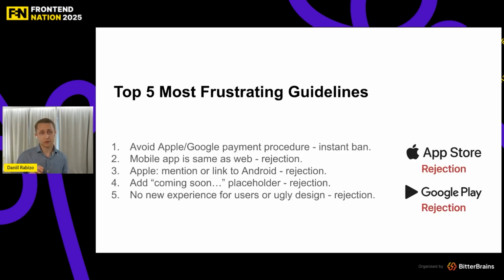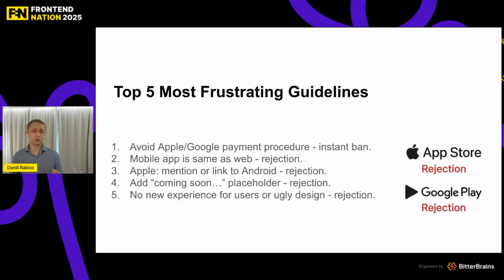For example, if you only dare to avoid the Google or Apple payment procedure so that they don't get the commission, you get an instant ban. So you can't publish your app anymore. This is illegal in their rules. You're straight to jail for this. And if you try to publish your mobile app really one-to-one identical to your web application without any differences, they will see it and they don't want such applications on the App Store. They will provide you feedback or they will just not let it through.